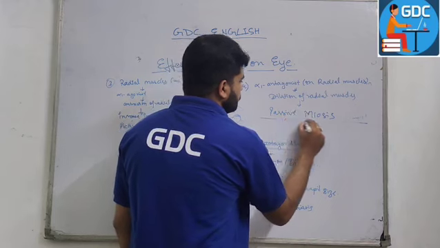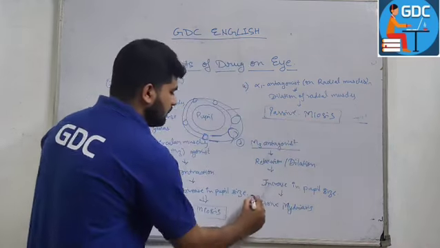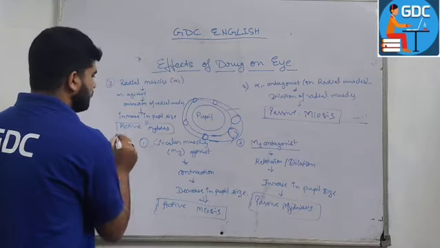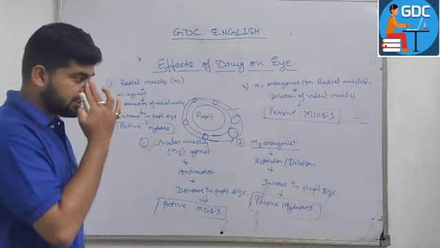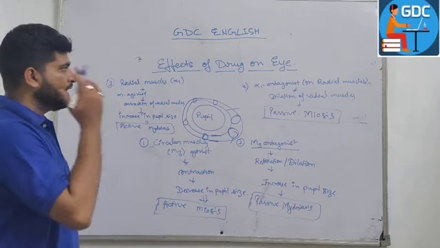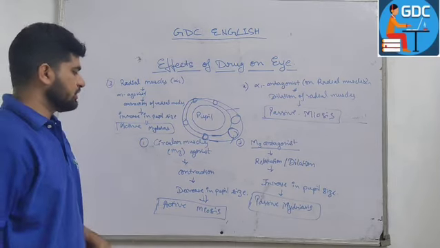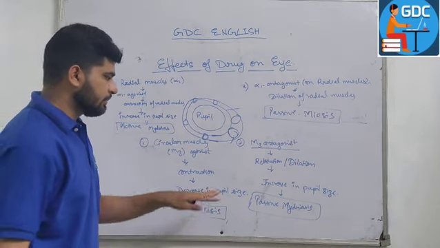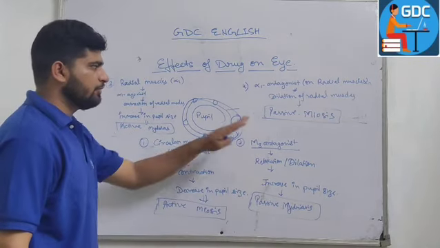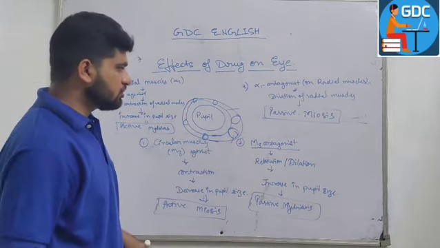So these are some terms that you should learn, and how they came about. This is the process, the mechanism through which these terms have come up in the effects of drugs on the eye. The first one is active miosis, the second one is passive mydriasis, the third one is active mydriasis, and the fourth one is passive miosis. So this is all about the video.